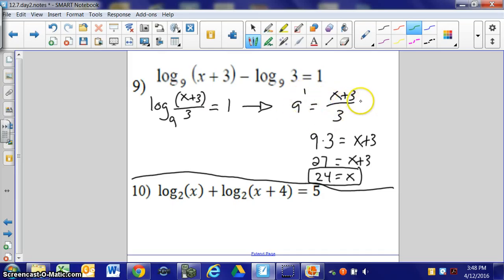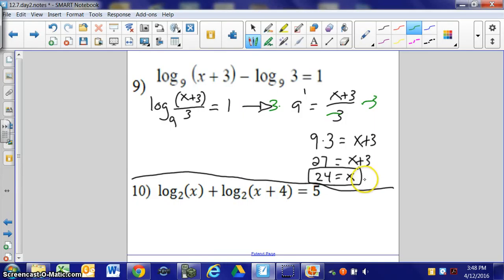To get rid of my fraction, I multiplied both sides by 3. These 3's canceled, leaving me with just x plus 3. And over on the left-hand side, I ended up with 9 times 3. So 27 equals x plus 3. Subtract 3, x equals 24. If I plug in 24 here, it doesn't give me a negative, and indeed it does check out. So x equals 24 is my final answer.